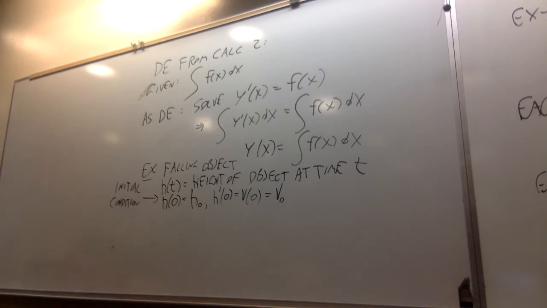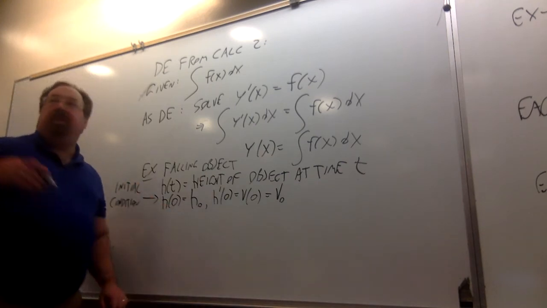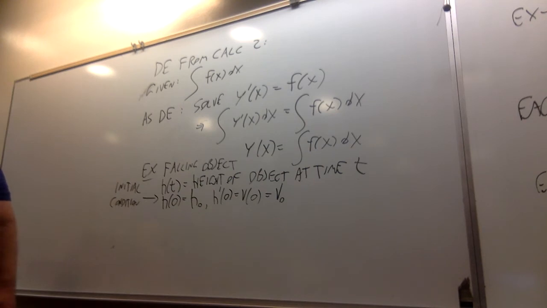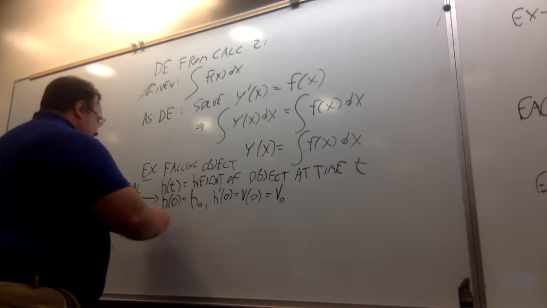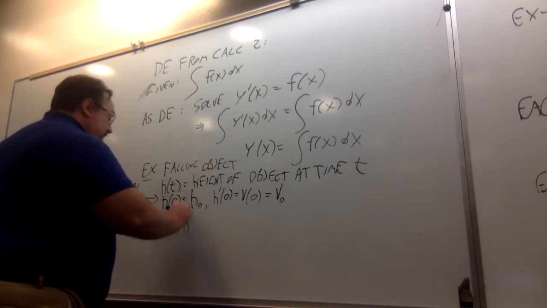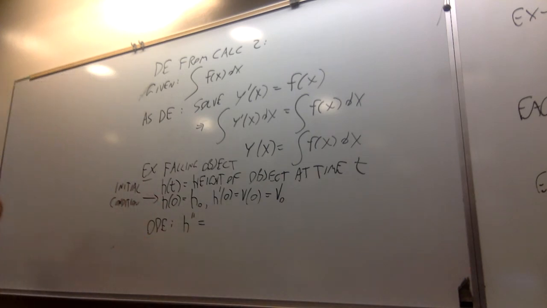Okay, those are the conditions, but I need a differential equation that describes the height coming from physical laws. That's where a lot of differential equations are derived, and we'll see some examples of this as we go. So the actual ODE is h double prime. So second derivative refers to what?